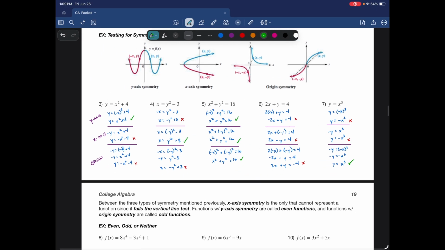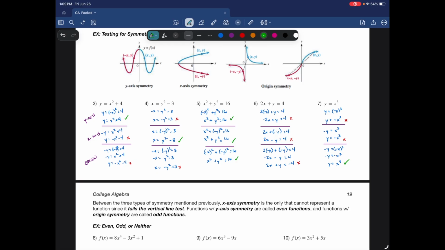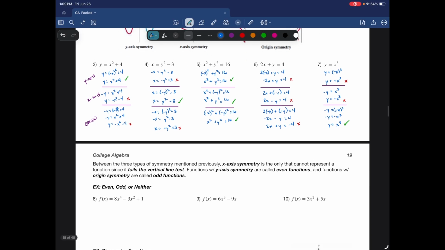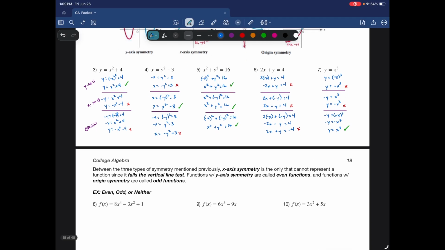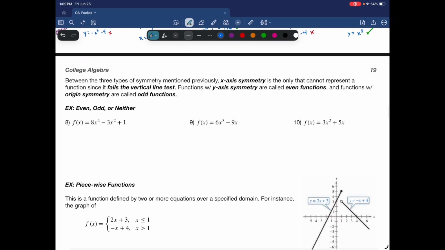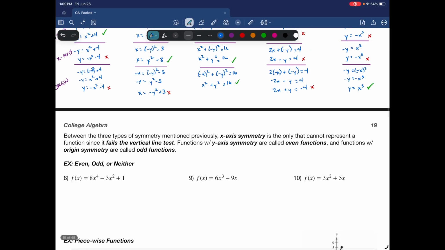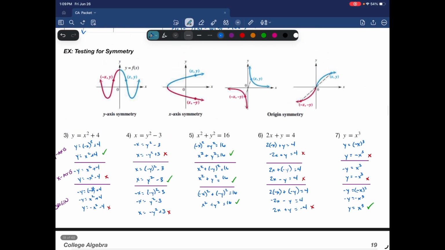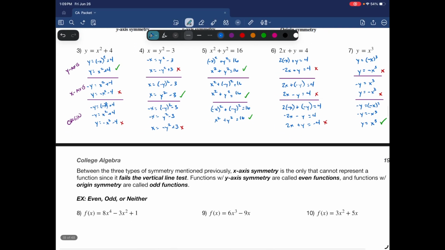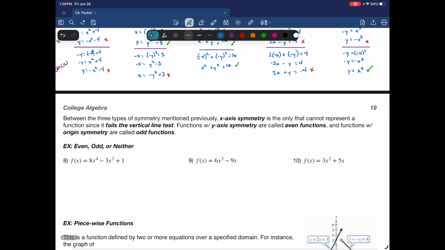All right, so as you can see, it could have one of them, it could have all of them, it could have none of them. But you just got to test it out. Now, symmetry is one thing. But we can also determine whether it's an even function or odd function. All right, so with x-axis symmetry, the x is repeated. And that's not a function. So we're going to exclude x-axis symmetry from even and odd functions.